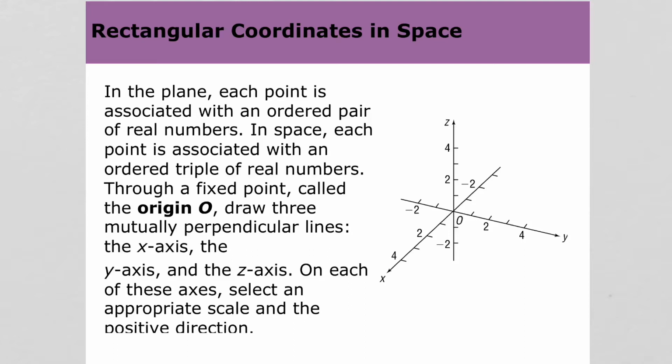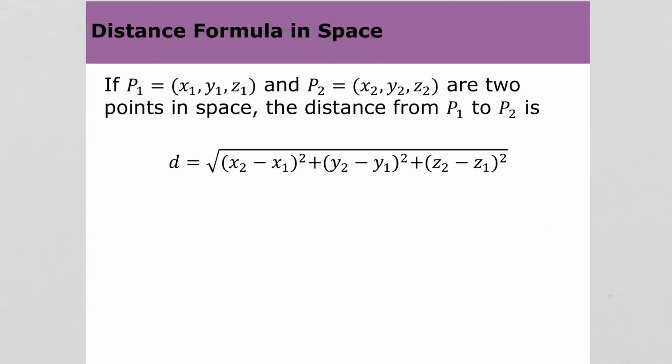Okay, so space looks like this. We have the x-plane and the y-plane, which are the same as always. If you turn the screen a little bit, you'll see x and y, and then z comes up vertically from there. The distance formula in space: first of all, a point in space is x, y, z. So the distance formula is the same, except you add on z sub 2 minus z sub 1 squared.